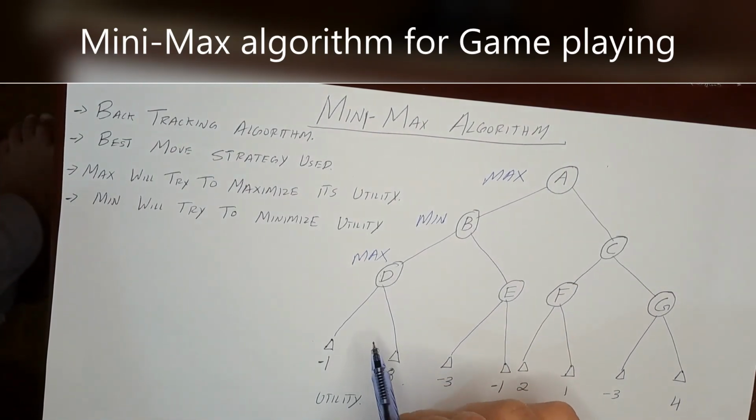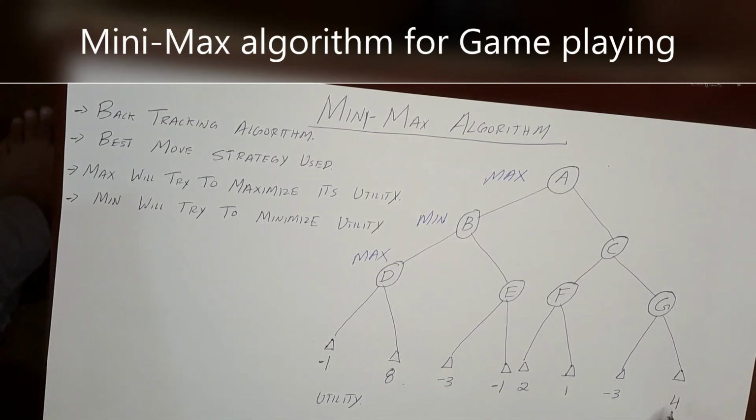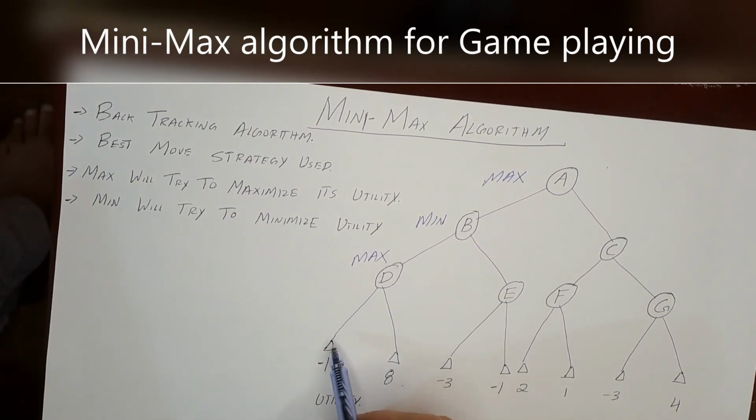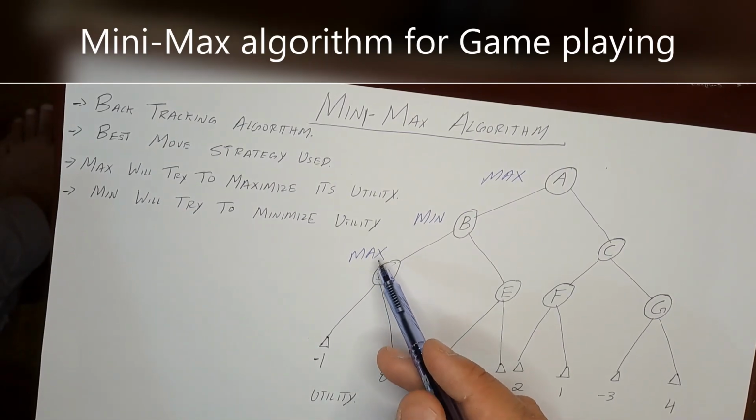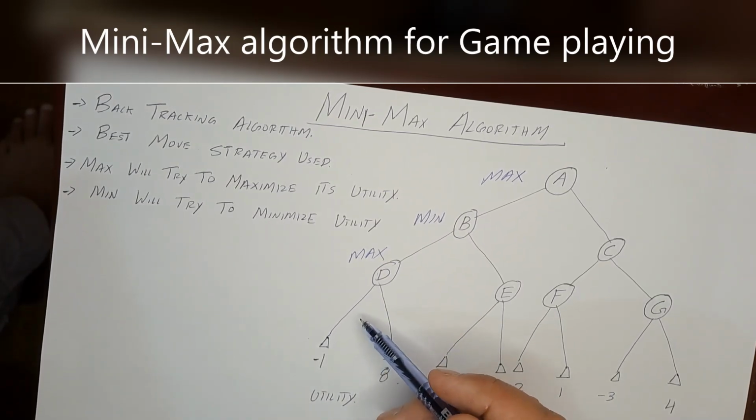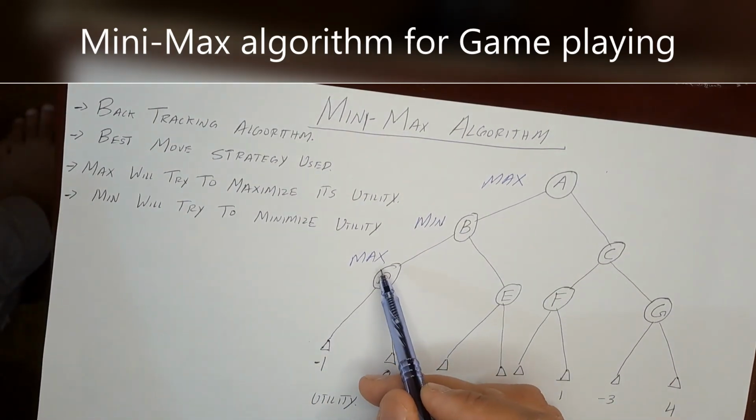Here, for example, we took just a few rewards or utilities at the end of Max's turn, like -1, 8, -3, -1, 2, 1, -3 and 4. So we can see that Max is the one who will play the last turn. After this we will get some utility, some reward, or maybe he can lose the game, but he will be the last one to take the turn.